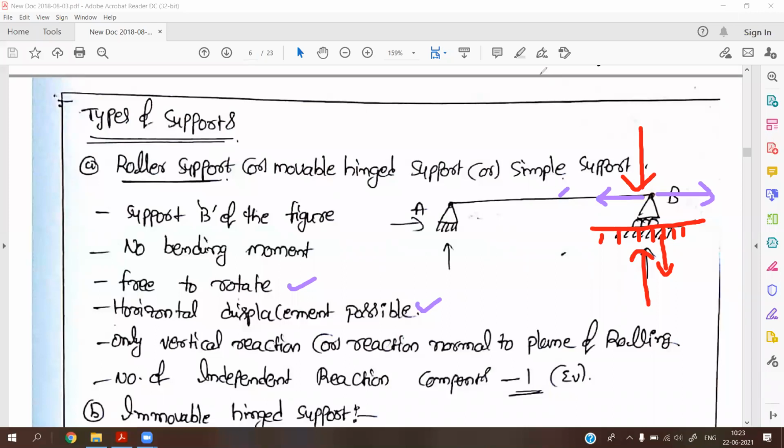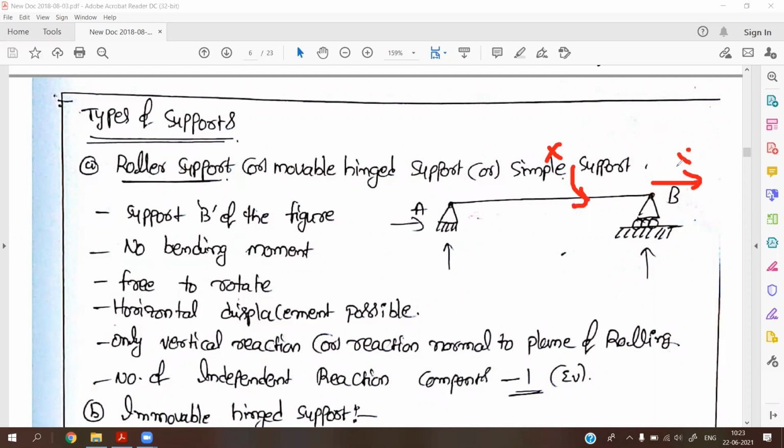So clearly, observe this roller support: it does not offer any bending moment, it does not offer any resistance toward the horizontal force, and horizontal reactions are not developed, but only the vertical reaction is developed at the roller support. Therefore the number of reactions at the roller support is 1. This is the most important: for a roller support we have only one reaction, the vertical reaction.